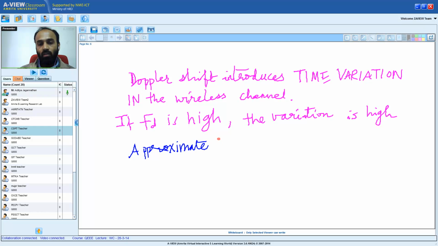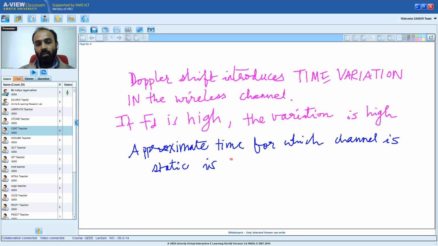Approximate time for which the channel is static is the coherence time, Tc. And if the Doppler shift Fd is high, is the coherence time high or low? Coherence time is the time for which the channel is static, that is the time for which the channel is not changing. If the Doppler shift is high, therefore the coherence time is low, right?